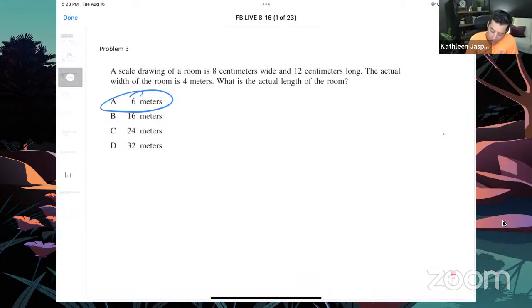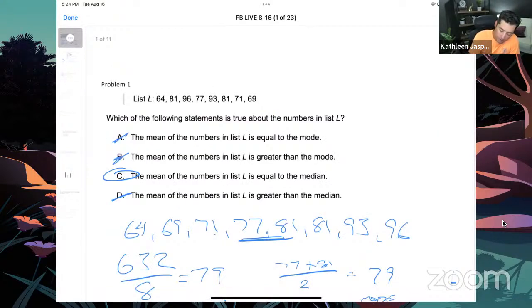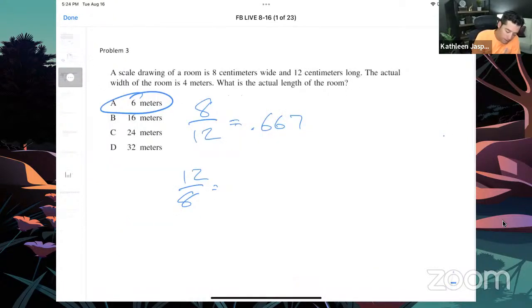If they're telling me my scale drawing is 8/12, so if I do 8/12, which is my small over big, I get this here. And again, this is where I'm going to show you I don't like dealing with decimals. So it's 0.667. If I do 12/8, so I do large size over small size, I get 1.5.